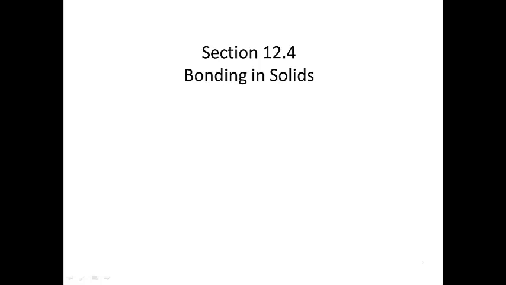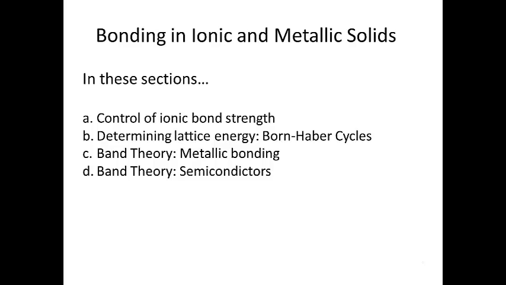This is the lecturette for section 12.4, which examines the bonding in solids. The two kinds of solids we've looked at are ionic solids and metallic solids. And so we're going to start with ionic solids and talk about the control of ionic bonding in solids, why some ionic compounds have stronger ionic bonds, and some weaker.